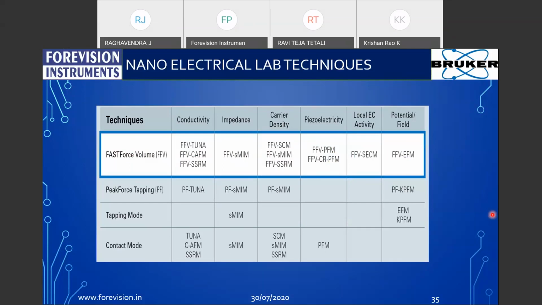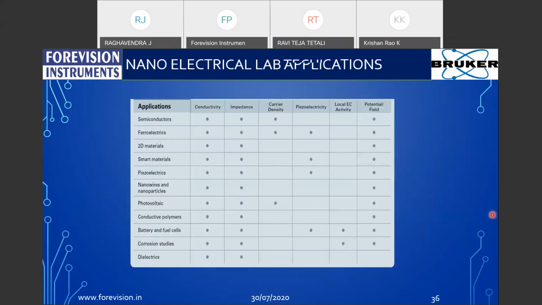So this is the special feature of having FastForce Volume in our AFM machines. Then I am showing the NanoElectrical Lab applications in a wide variety of fields to measure conductivity, impedance, carrier density, and piezoelectric materials. People widely use it in different fields like semiconductors, ferroelectrics, 2D materials, batteries, corrosion studies, and dielectrics. A lot of fields are covered with these NanoElectrical Lab applications.